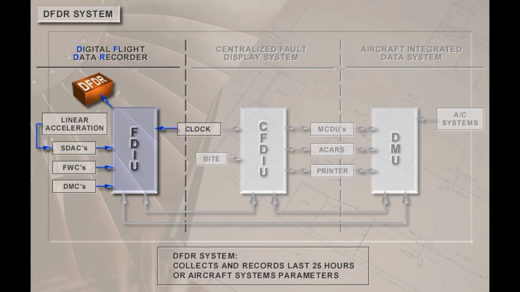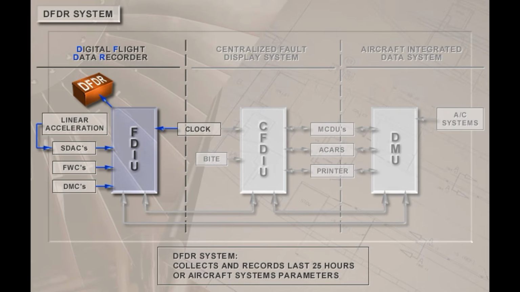The DFDR system has three components: the Flight Data Interface Unit, or FDIU, the DFDR itself, and the linear accelerometer installed near the aircraft center of gravity, which measures aircraft acceleration along each of the three axes. The FDIU collects and processes information from the system data acquisition concentrators, the flight warning computers, display management computers, and from the centralized fault display system, and sends this information to the digital flight data recorder.